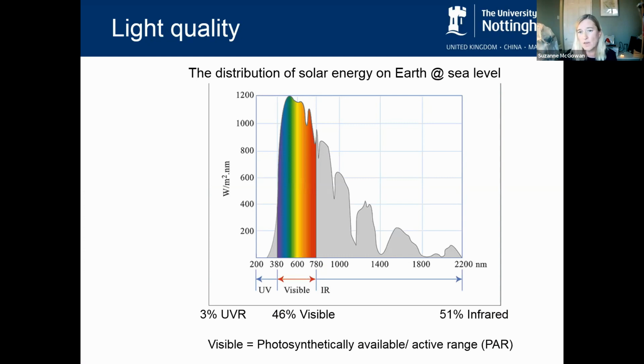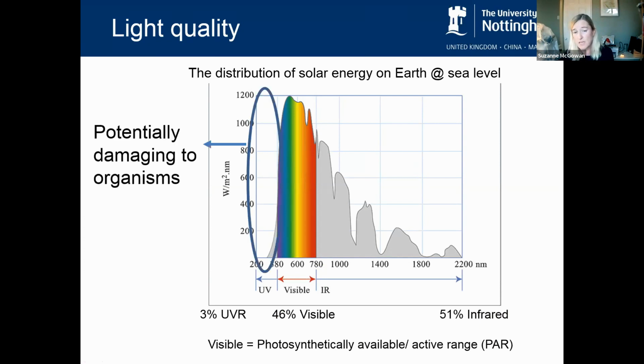If we think about the solar spectrum, we've got the photosynthetically active radiation range, the visible spectrum, and then we've got the UVR. UVR radiation is potentially damaging to organisms. So the DOM in water that's coloured is very effective at filtering out UVR radiation and therefore providing a more hospitable environment for organisms up to a certain point. I'll go into that in a second.